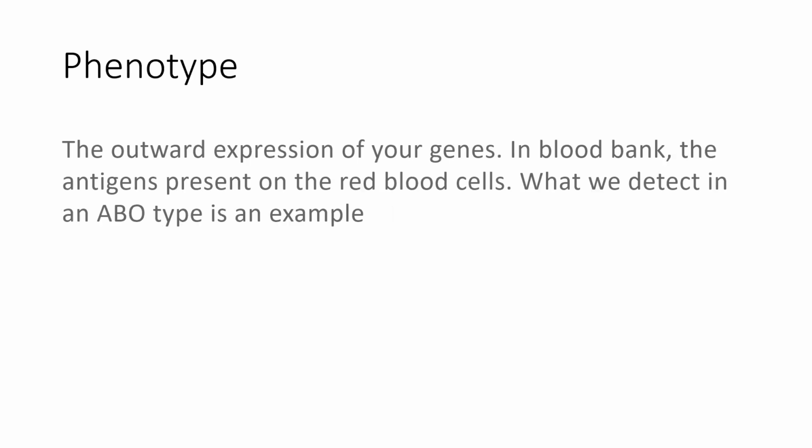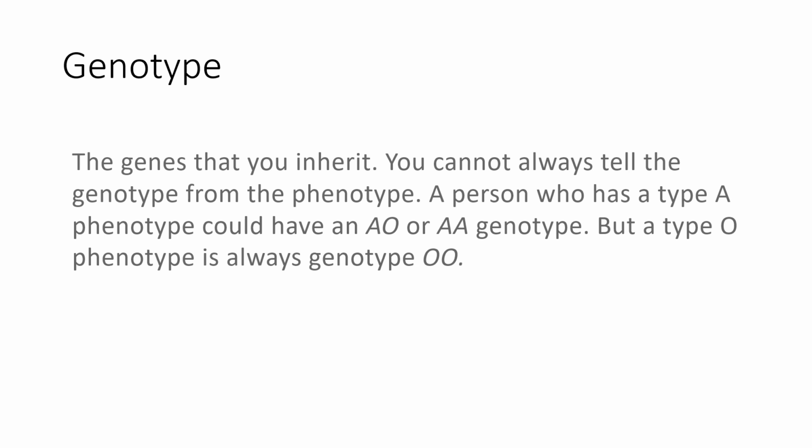Phenotype, the outward expression of your genes. In blood bank, the antigens present on the red blood cells, these are your phenotype. What we detect in an antigen typing is an example. Genotype, the genes that you inherit. You cannot always tell the genotype from the phenotype. A person who has a type A phenotype could have an AO or AA genotype, but a type O phenotype is always genotype OO.